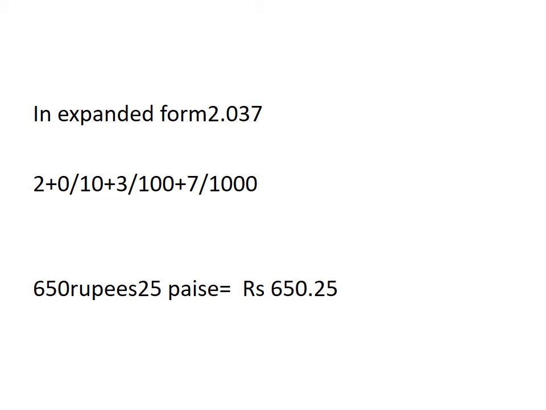How to write a decimal number in expanded form? 2 plus 0 by 10, 3 by 100 plus 7 by 1000. How to write 650 rupees 25 paisa in short form? That means you have to write it in decimal form. Rupees 650.25.